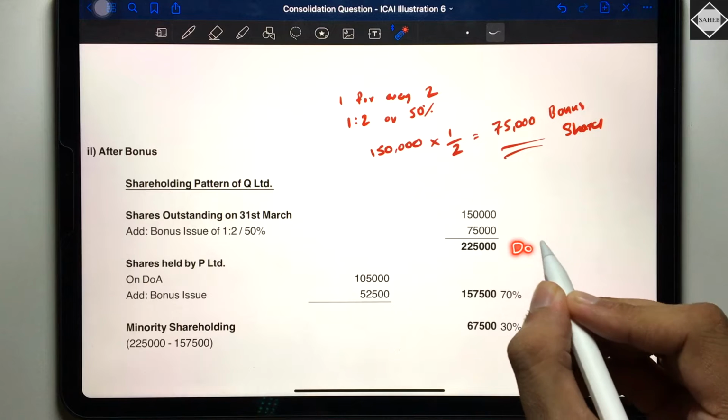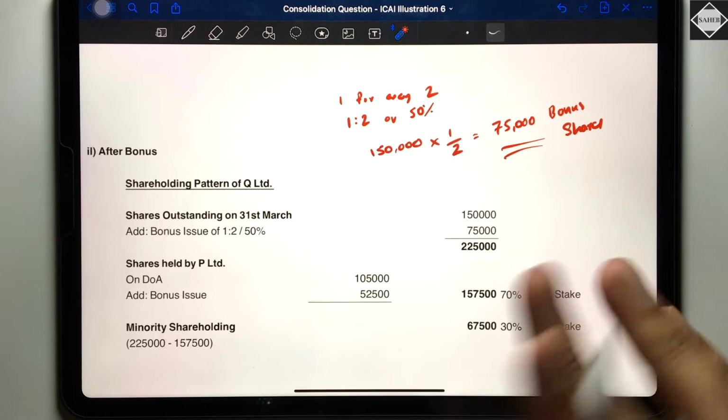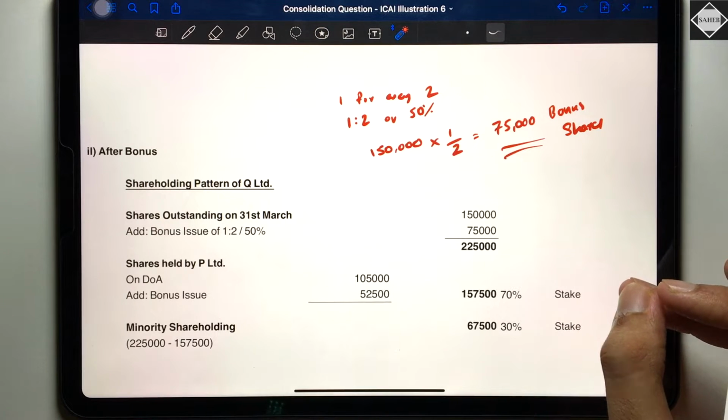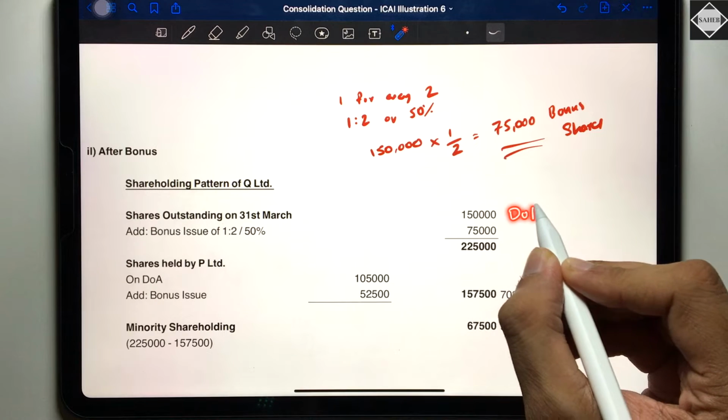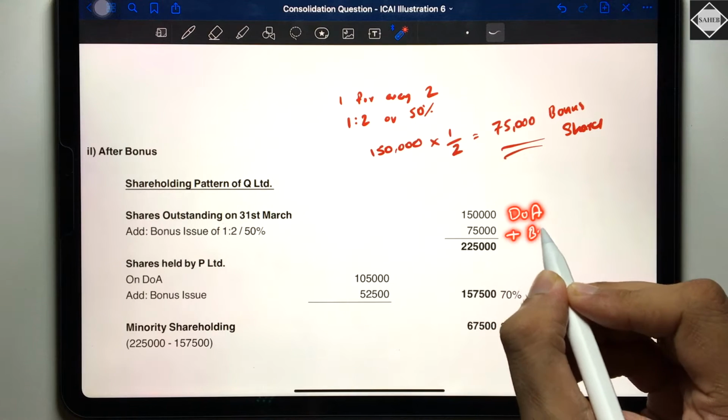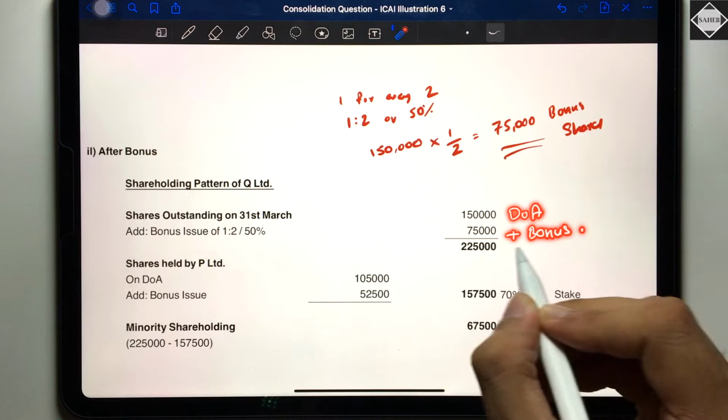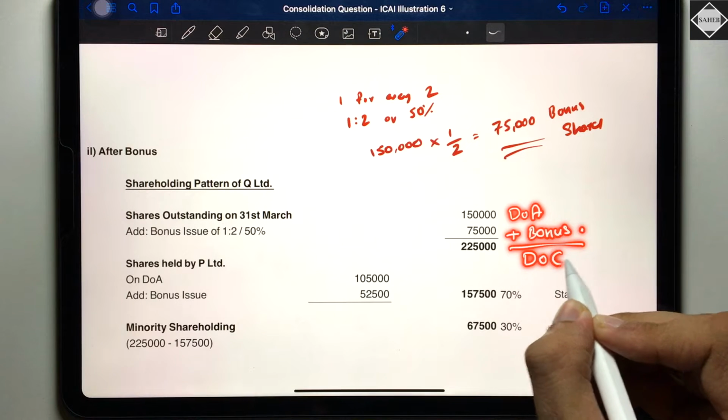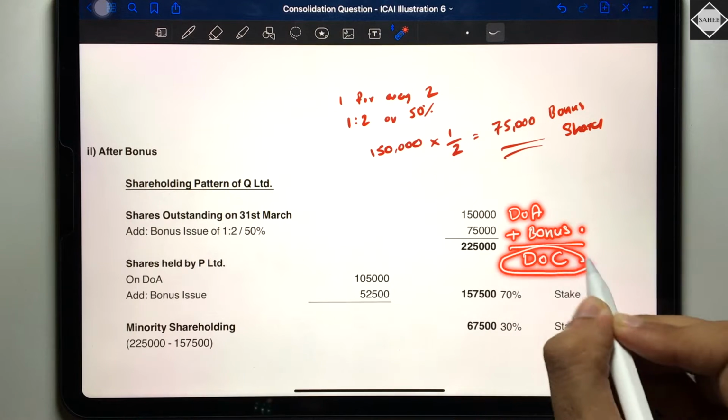We need date of consolidation shares, right? Total shares on date of consolidation. How will we get that? You have to start with date of acquisition shares and give the bonus effect in that. Bonus issue happened now, so you have to give the bonus effect. Then only you will get the total shares of subsidiary on the date of consolidation.